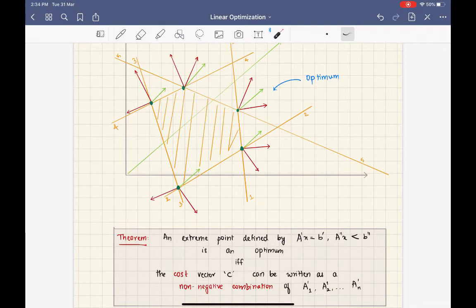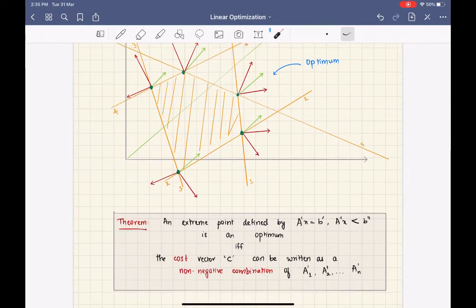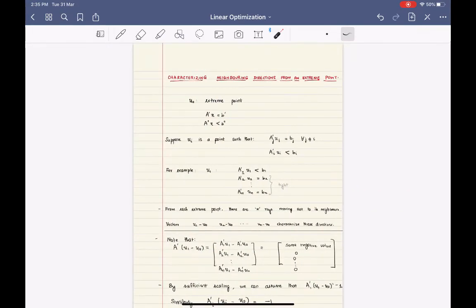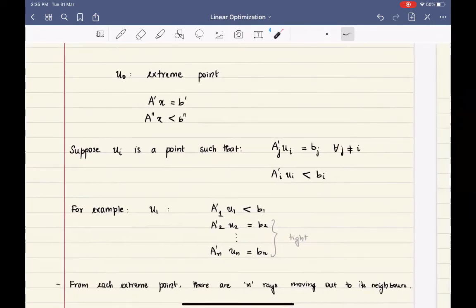Okay, so this is the idea. This is defined, in general, by n hyperplanes. To go to the neighbor, we have to keep n minus 1 of them intact and go ahead from one hyperplane until we hit equality in some other hyperplane. Okay, so let's try to do this more precisely in n dimensions. So this is going to be our task.